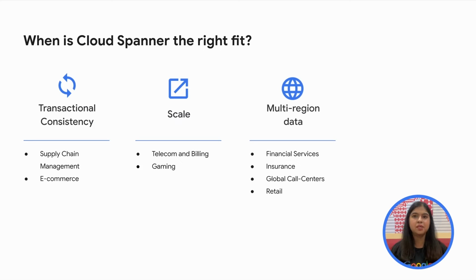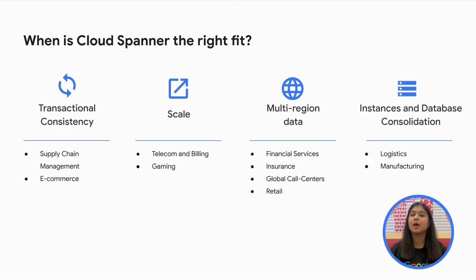Thirdly, if your data needs to reside in multiple regions and your application requires strong consistency and high availability, you can configure Cloud Spanner in a multi-region configuration to protect your database against regional failure. And lastly, if you store your business data in multiple database products with variable maintenance overheads and capabilities, then you can consolidate in a single Spanner instance, resulting in significant cost savings and low operational overhead.